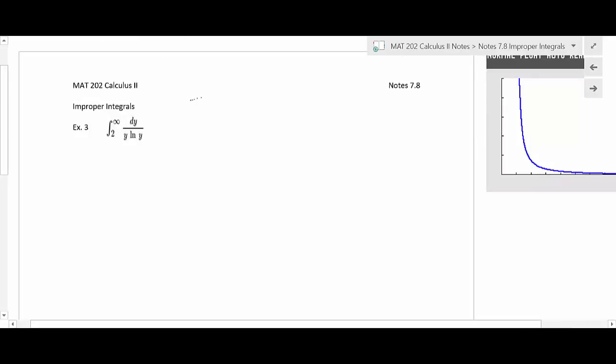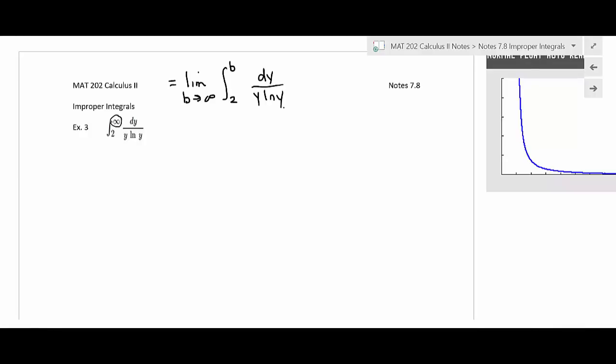So first thing you want to do is change this to the limit as b goes to infinity. And again, you want to change that upper limit of integration to b. So we're going to go from 2, which is fixed, to b. Then we're going to do dy over y ln y like that. Okay, we're going to do that limit. So now the focus is the integral. What kind of integral does that look like?